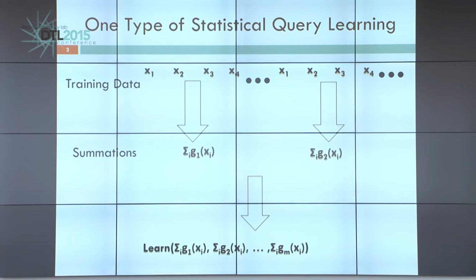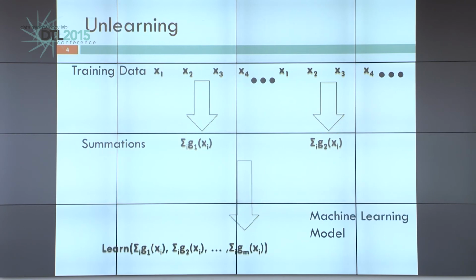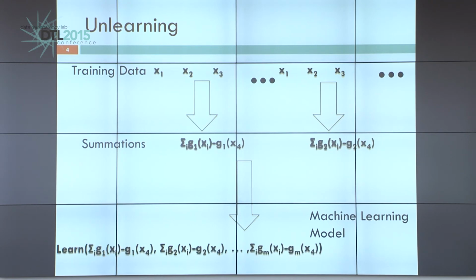Now let's come to unlearning. Unlearning becomes easy because we can just remove the training data, for example x4, from the training data. Then we need to update the summations: we subtract the transformation of that training data from the summations. We update the first summation, the second summation, and then we recompute the machine learning model. Now our unlearning works. It's complete, because the result is exactly the same as if the data never existed. And second, it is fast, because the number of summations is much less than the number of training data.